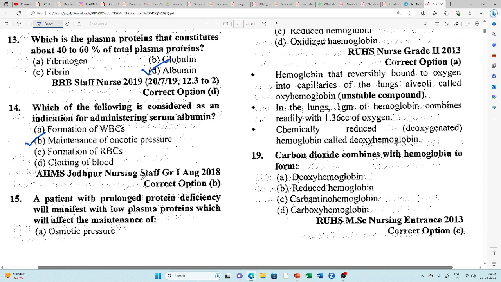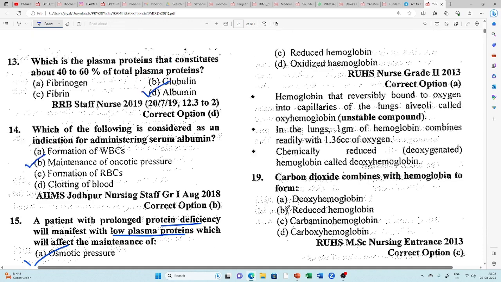Next, a patient with a prolonged protein deficiency will manifest with low plasma proteins, which will affect the maintenance of osmotic pressure. If any patient has a protein deficiency disorder, there will definitely be low plasma protein in their blood. It will affect our blood osmotic pressure.